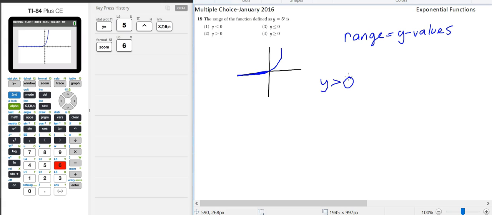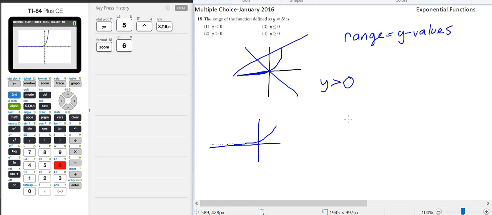It's not everything that's greater than or equal to 0, because this graph doesn't look like this. It looks more like that. It gets very, very close as it goes on. It keeps on getting closer and closer, but it's never going to actually touch that x-axis, so y will never be equal to 0 in this function.